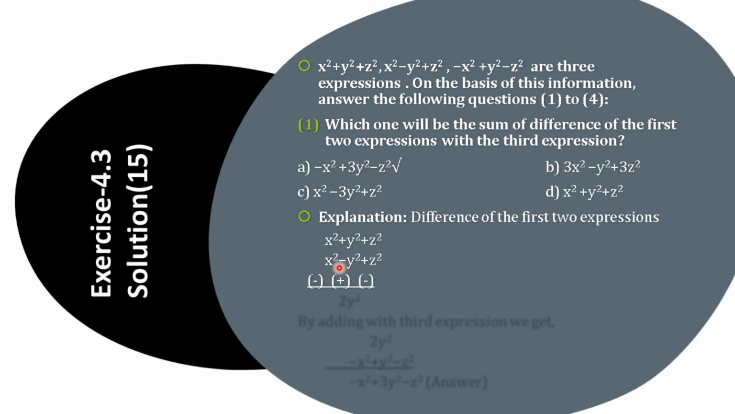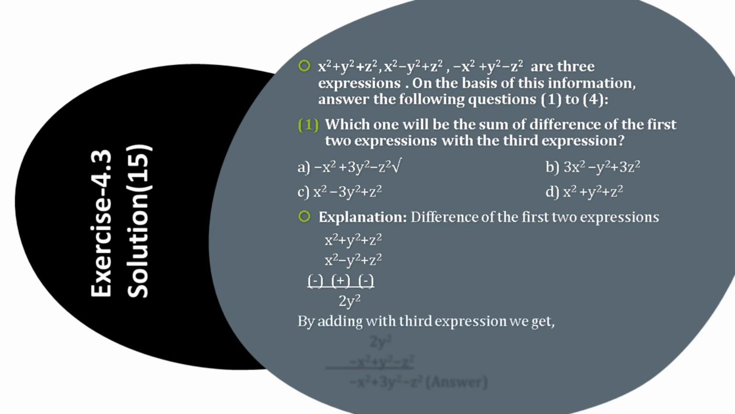That's why the positive sign will be a negative sign, and the negative sign will be a positive sign. As you can see, plus x² minus x², plus and minus, that would be subtract, so there will be 0. Plus y² plus y², that would be 2y². Plus z² minus z², that would obviously be 0.